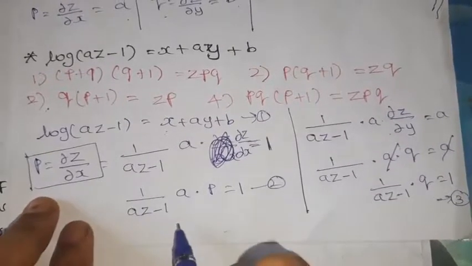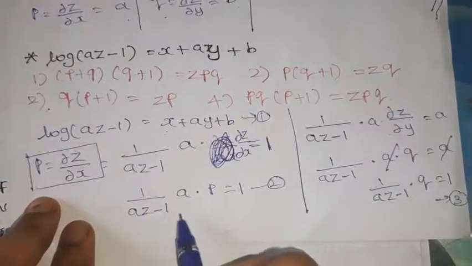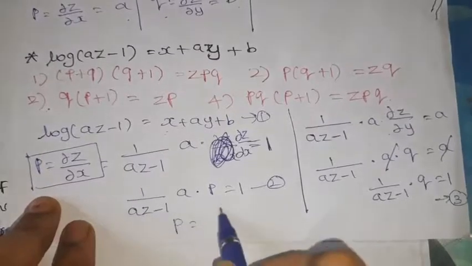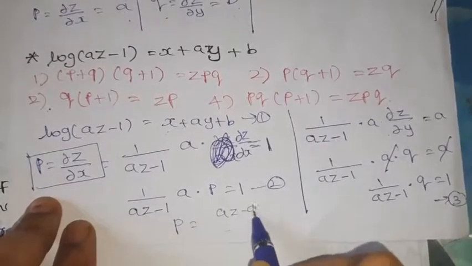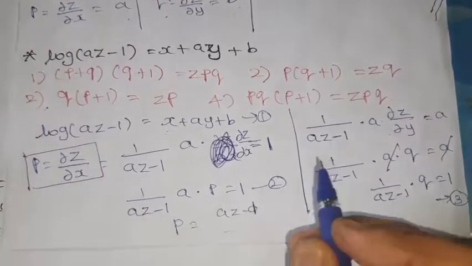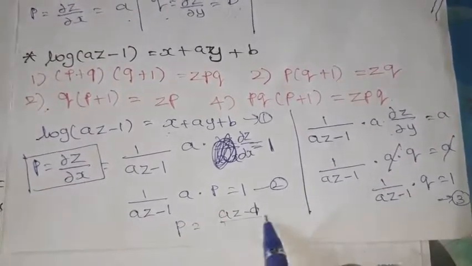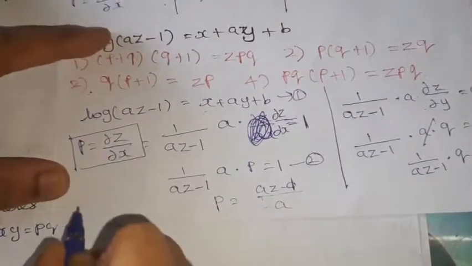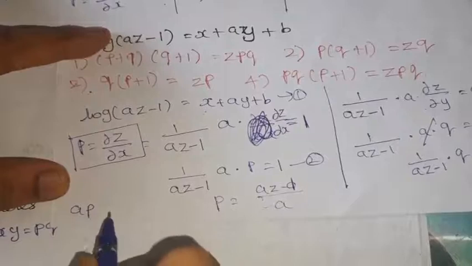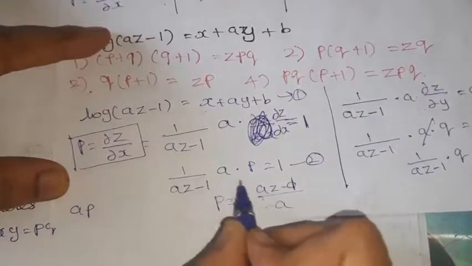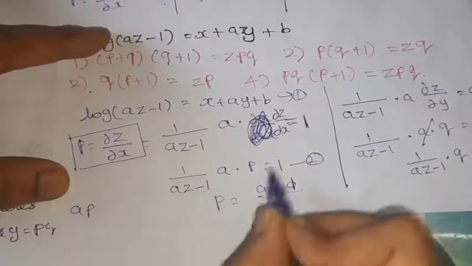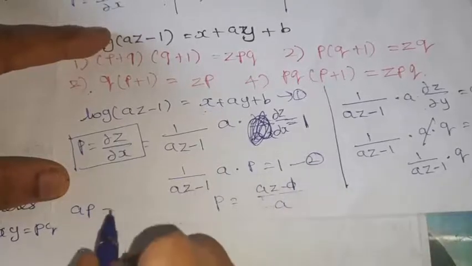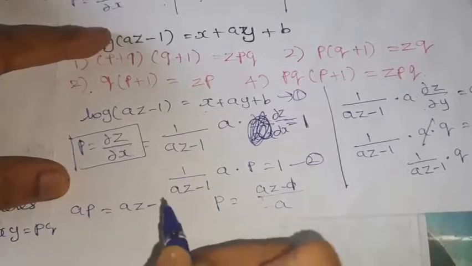From this find out the value for p. Value for p, how can we find? A by az minus 1, go to that side as az minus 1, right, az minus 1 divided by a. Again by simplifying what we will get, I am writing here ap, cross multiply, from this only ap will go to that side as az minus 1.